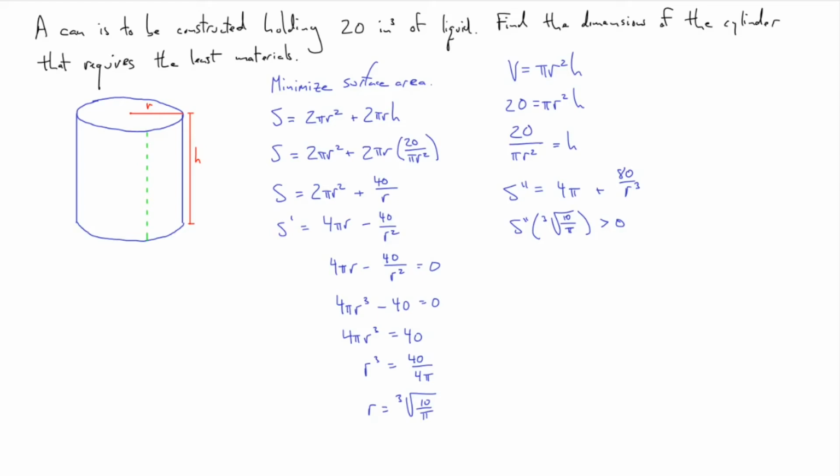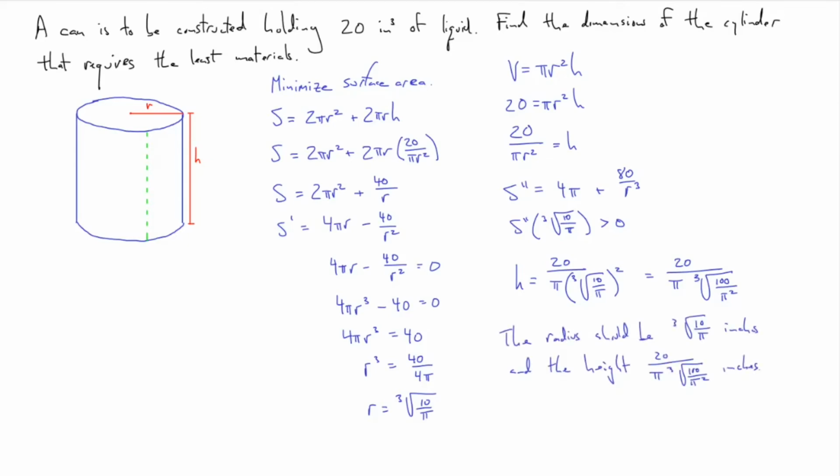We're looking for the dimensions of the cylinder. Well, so far all we've found is the radius. We also need the height. And from this expression right here, we get that the height is 20 over pi times the cubed root of 10 over pi all squared, which if you like, you could rewrite in a slightly simpler form, 20 over pi times the cubed root of 100 over pi squared.